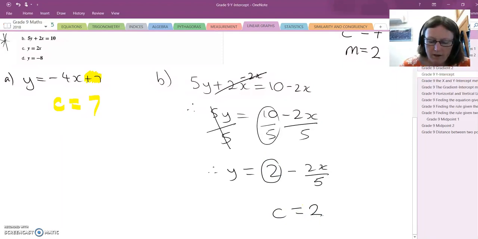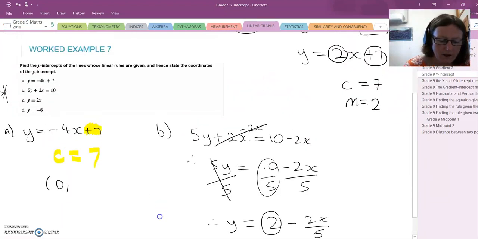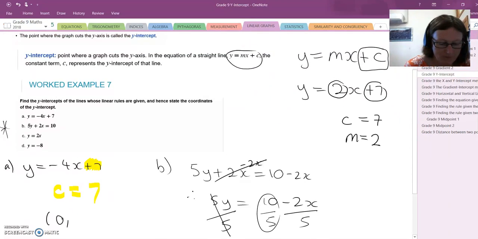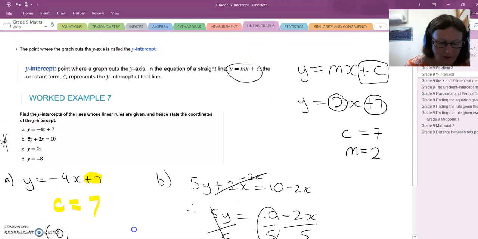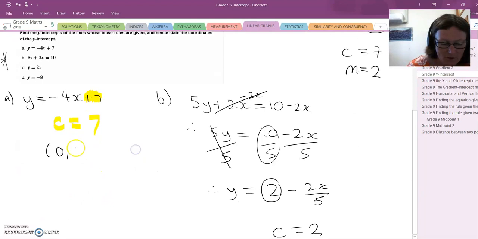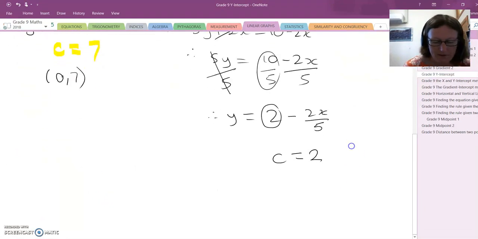When we write our y-intercept, we can either write it like that, c equals 7, c equals 2, or we can write it like this. x is 0, because for the y-intercept, for where this line cuts the y-axis, x is always 0. So 0, 7, 0, 2.